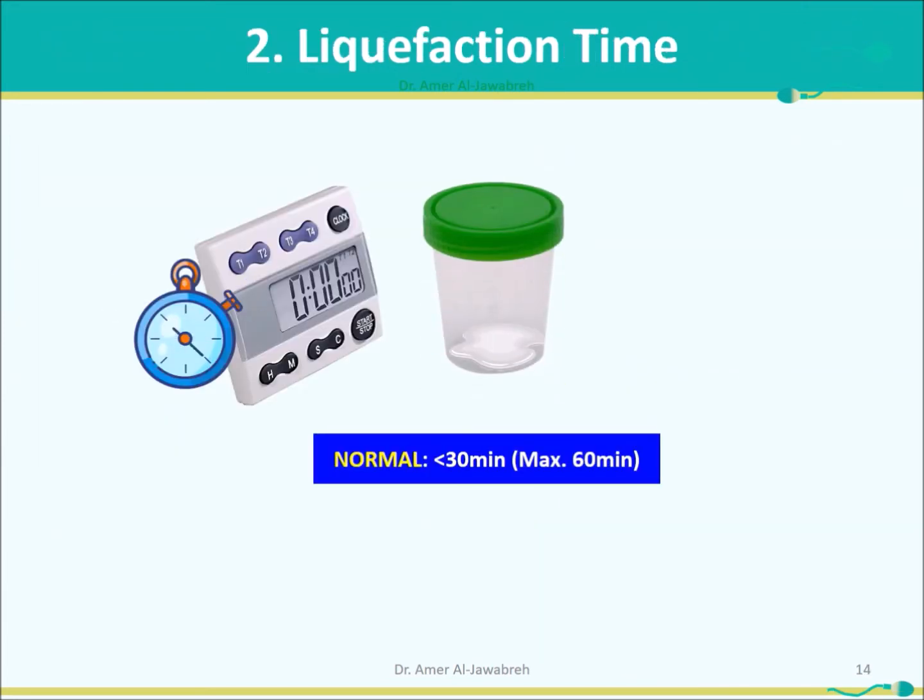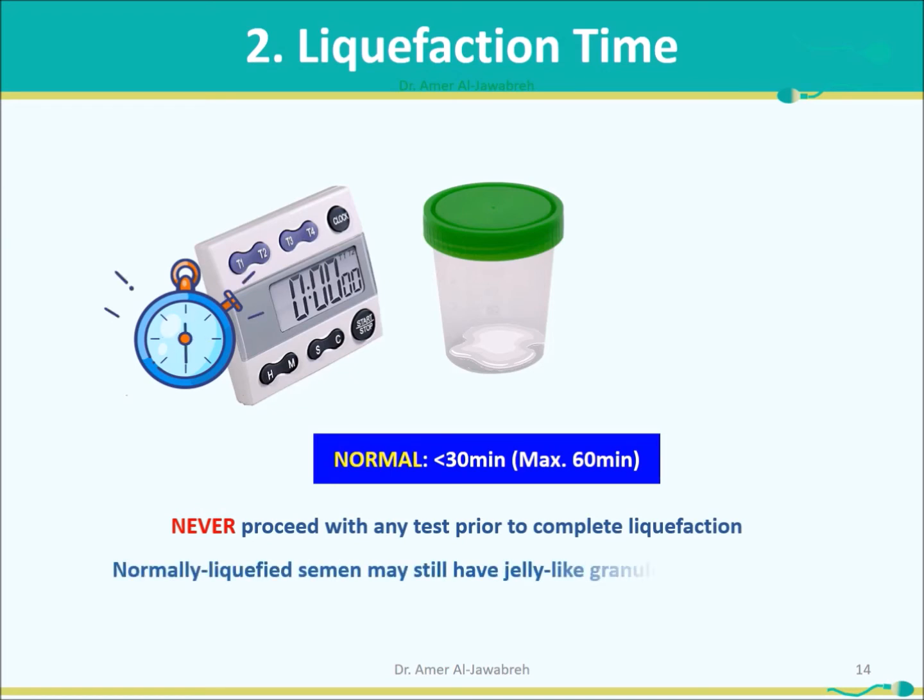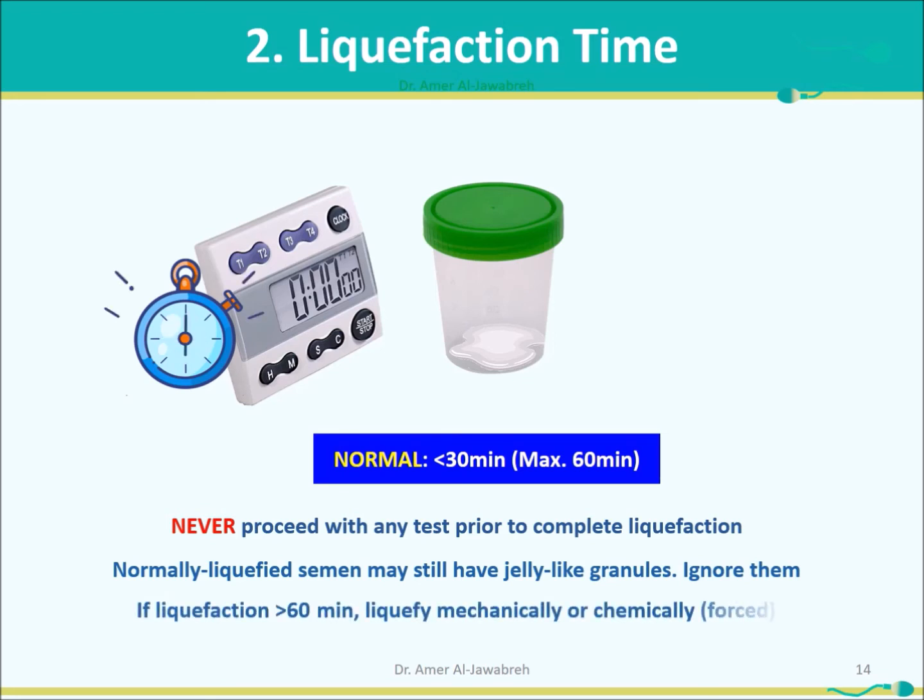Liquefaction time. Normal range is less than 30 minutes, maximum 60 minutes. Never proceed with any test prior to complete liquefaction. Normally liquefied semen may still have jelly-like granules. Ignore them. If liquefaction time is more than 60 minutes, liquefy mechanically or chemically.